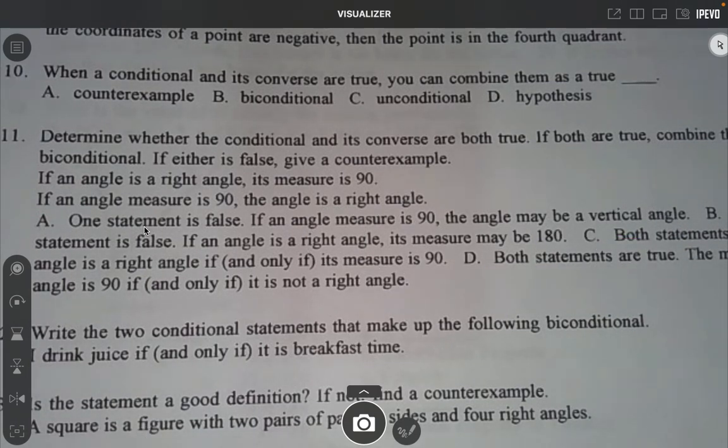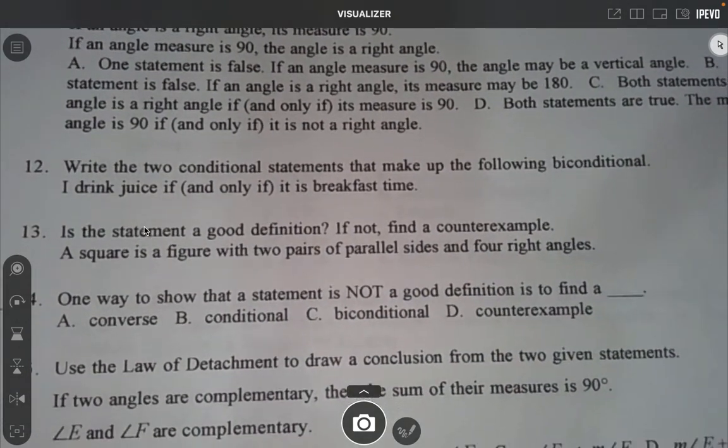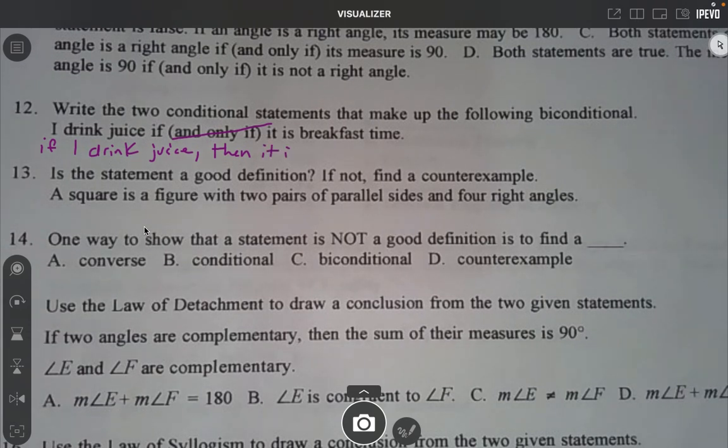Number 12. We had this one on the quiz. Hint, hint, Emma. So, write the 2 conditional statements that make up the following biconditional. So, we got to write 2 if-then statements. So, let me take this out and let's write, if what? If I drink juice, then it is breakfast time.